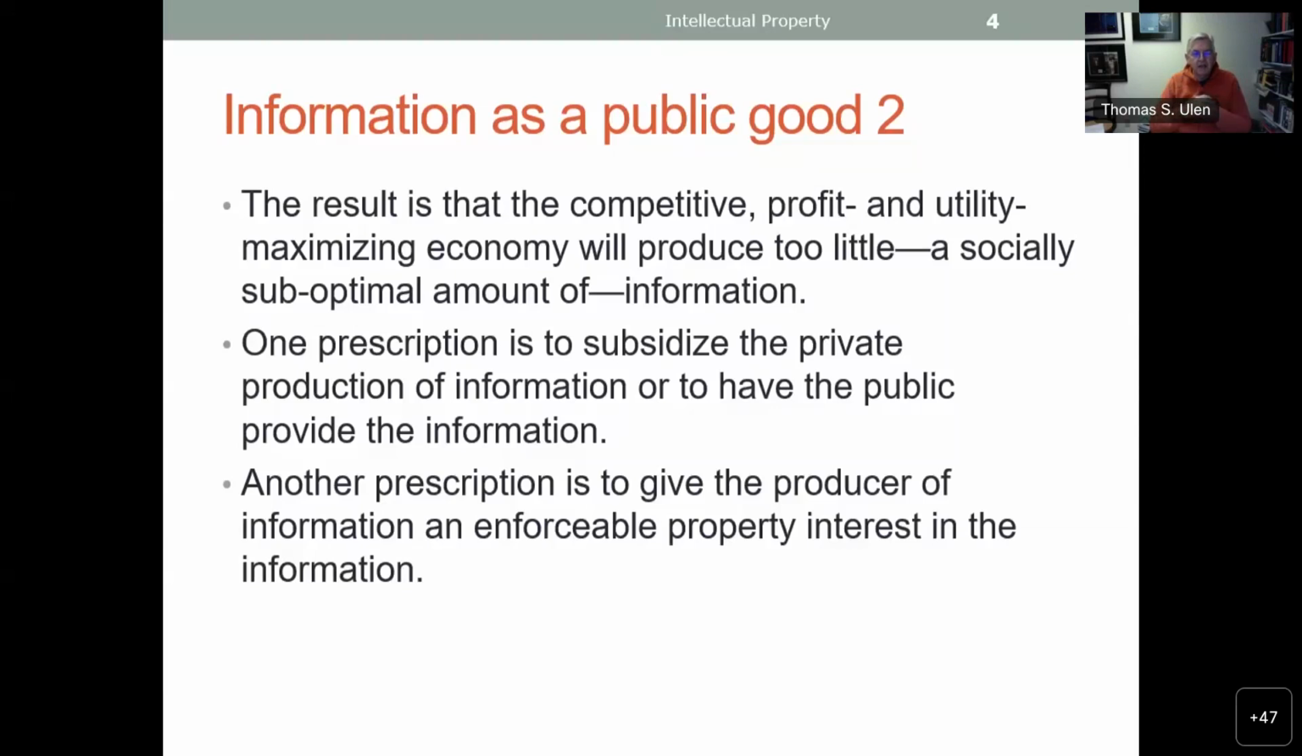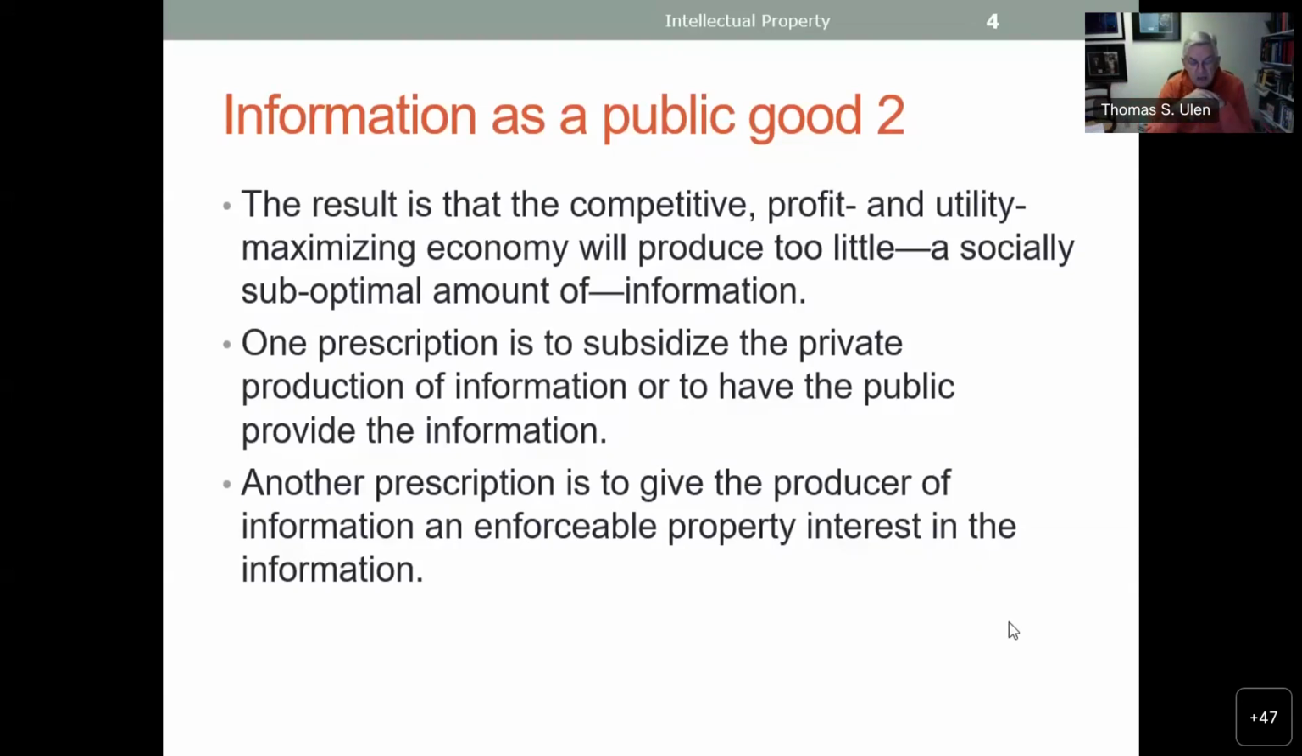You cannot patent information about what you've discovered about the stars through astronomy. So basic information is in the public domain, as we say. It's available to anybody for free. Another prescription is to give the producer of information an enforceable property interest in the information. So it becomes like real property, that is land, in that you have a property interest in your idea, and that gives you the right to proceed against other people who might be using your information without paying you for it, which is, all things considered, a very good thing.